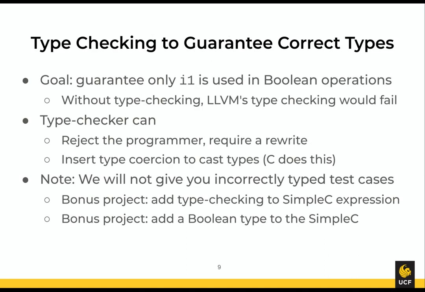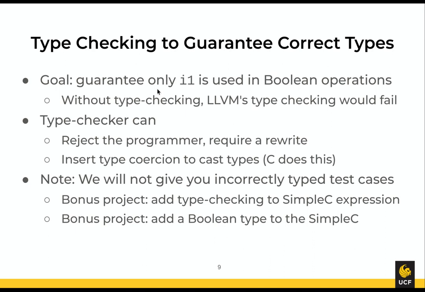Okay, so if you want to undertake this bonus project, or just understand how this kind of type enforcement can happen, we can use type checking, the same kind of type checking we talked about a couple weeks ago. The goal of this is to guarantee that I1 is used only in Boolean operations, at least for this definition of the language that I'm giving you. You could certainly change the language to have C-like type coercion, but if we want to enforce that it's always I1 for an AND instruction, this is what we want our type checker to do. And if the type checker finds that it can't prove that every Boolean operator is using an I1 type or a Boolean type, then there are a couple of things that the type checker can do.